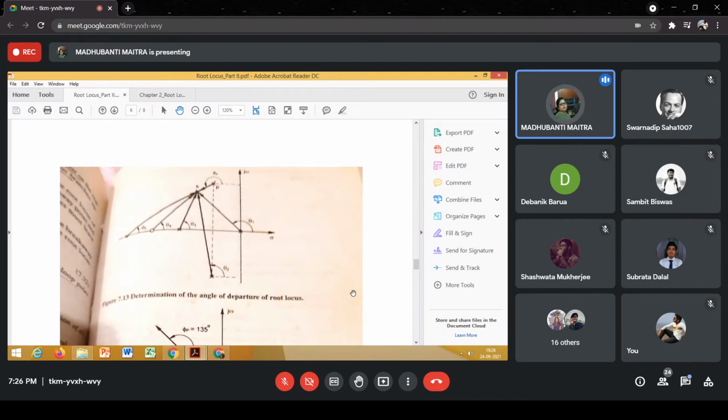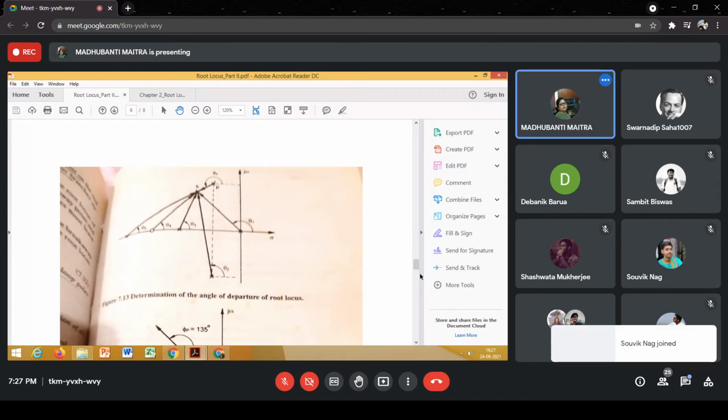Similarly, angle of arrival at complex open loop zeros. So for complex open loop zeros, again we'll have to find out the angle of arrival. For complex open loop poles, the angle is called the angle of departure, as the root branch is departing. And for complex open loop zeros, the root branches are arriving at the zeros. Hence, the angle is called the angle of arrival.